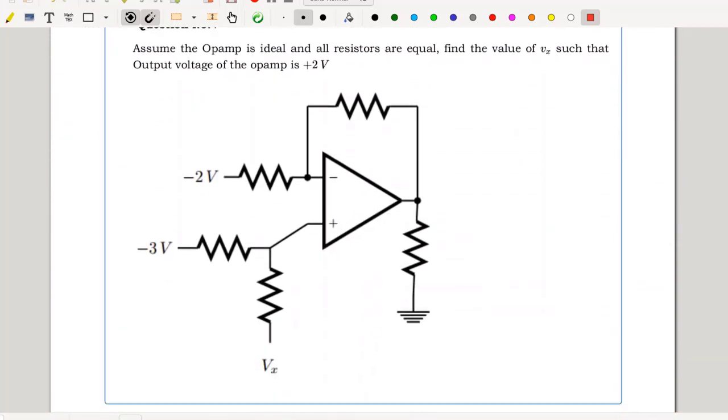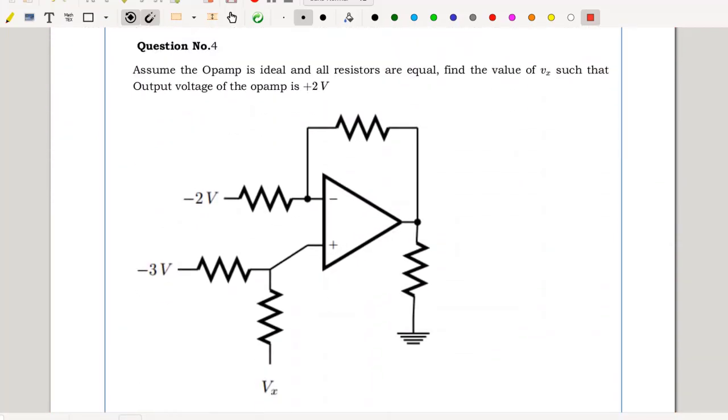Question number 4. Assume op-amp is ideal and all resistors are equal. Find the value of Vx such that the output voltage of the op-amp is positive 2 volts. All resistors are equal and V out is given as positive 2 volts. Hence I have positive 2 volts here. Op-amp is connected in negative feedback mode, hence V plus equals V minus is valid. V plus can be easily identified.